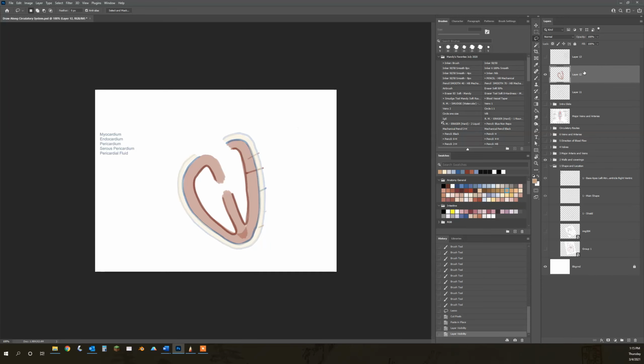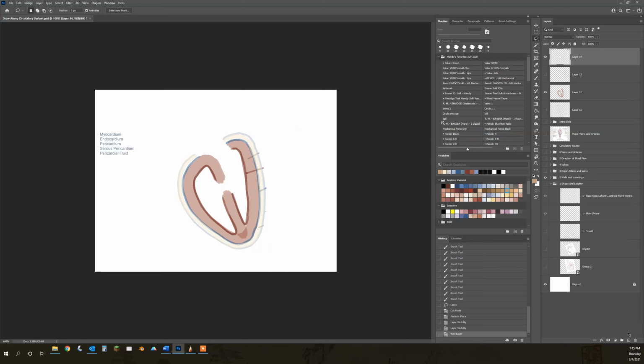Okay. Anyhow, let's go up here. Let's get a new layer, and we're going to talk a little bit about the major veins and arteries. And let's see, brush, okay. All right, the first thing that I'm going to put in here, and we'll have to do a little erasing after we put it in. I'm going to get a great big brush.